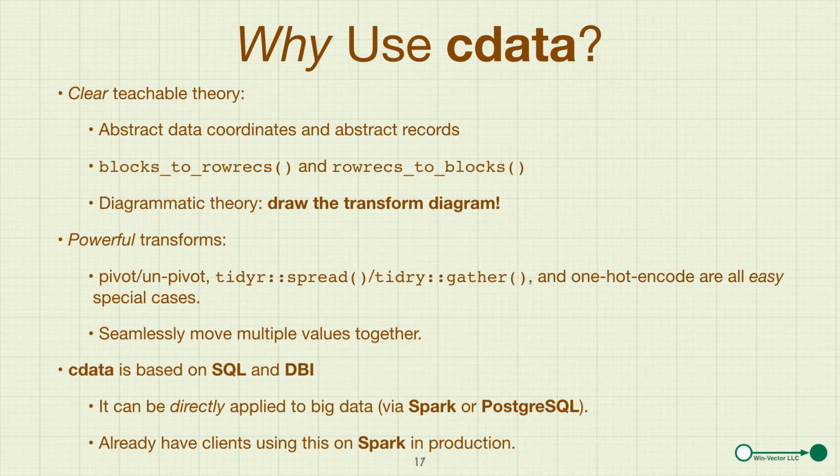However, the great advantage of being a pure SQL and DBI implementation is this can be run on just about any DBI compliant database that connects to R, in particular things like Spark or Postgres. Already we have clients using this transform at great scale, which a number of the other pivot and unpivot systems are not able to do, as they can't perform database operations directly.